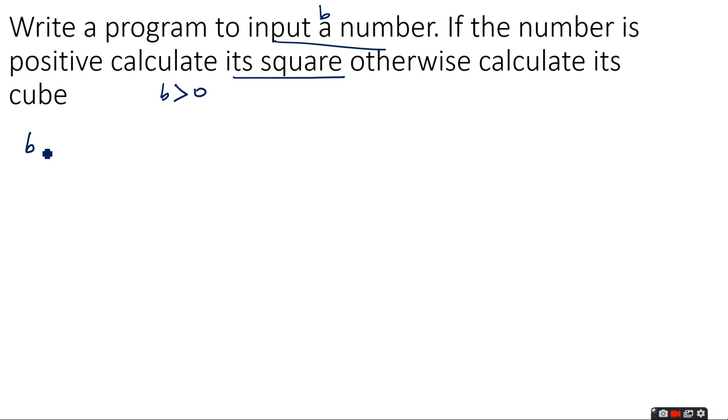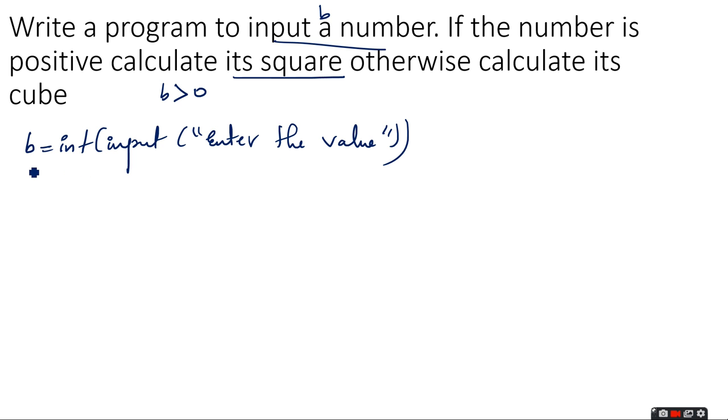First, we have to input the value for b. We can write int input, enter the value. Then we can write the if condition. If b is greater than 0, that means the condition. If the number is greater than 0 means it is a positive number. Then what we have to print? We have to print the square of the number, b into b.